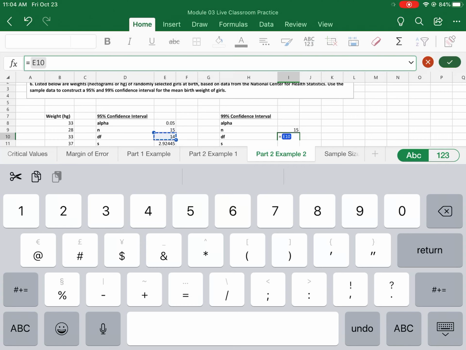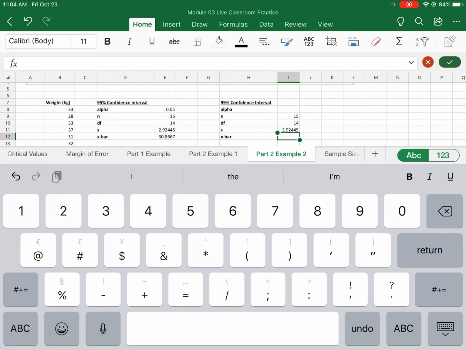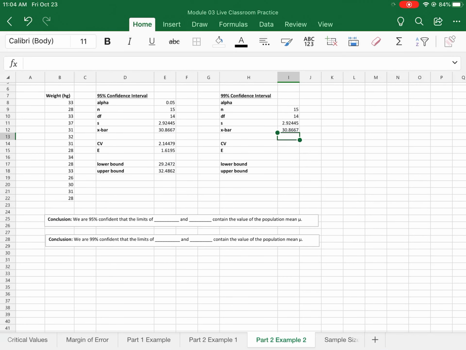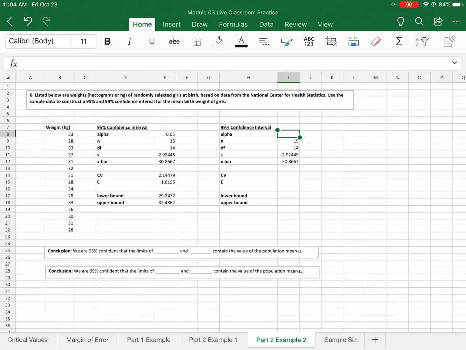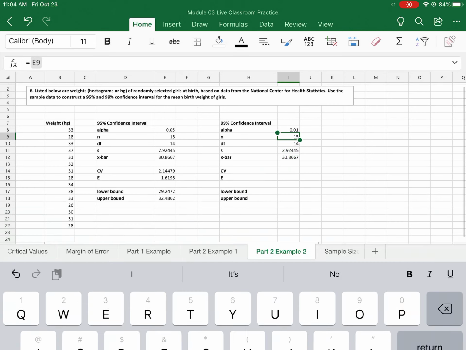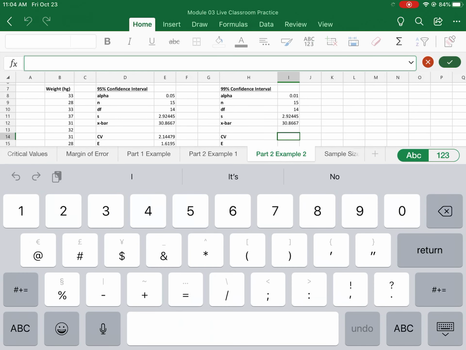So equals, cell I want to copy, and because I don't want to do all this work again, I'm going to copy over the stuff that is going to be the same for both. Okay, so those are the things that are going to be the same. Now we have a different alpha, so I am going to go ahead and recopy that. So that's equal to 1 minus, this time we want to do 99%.